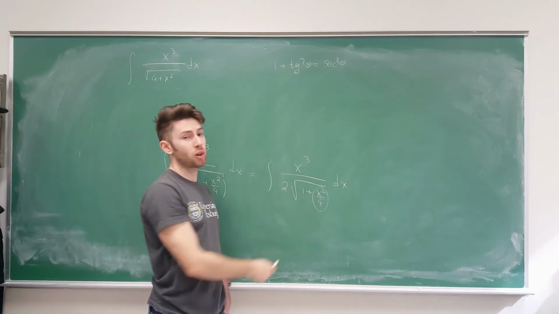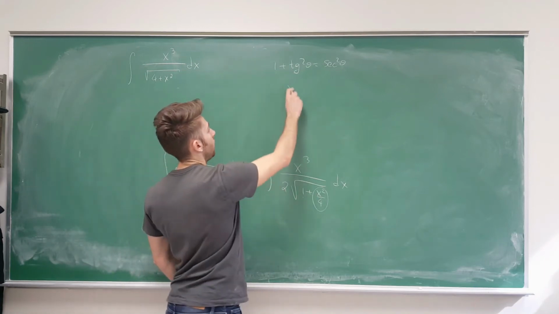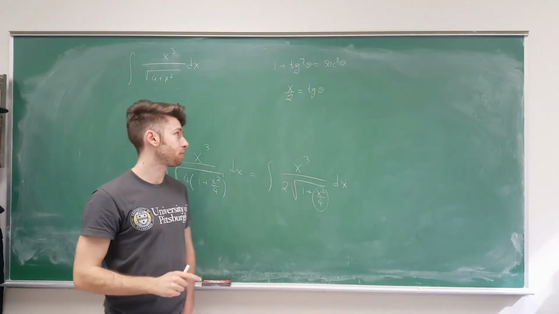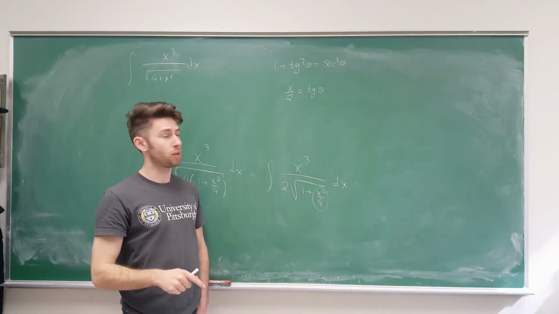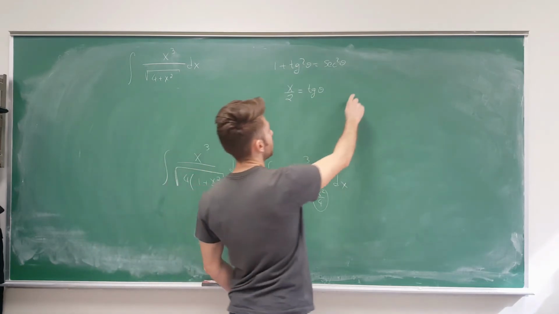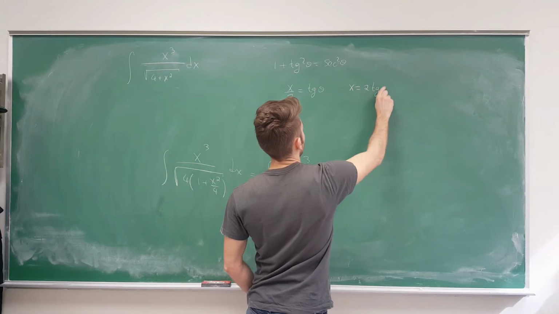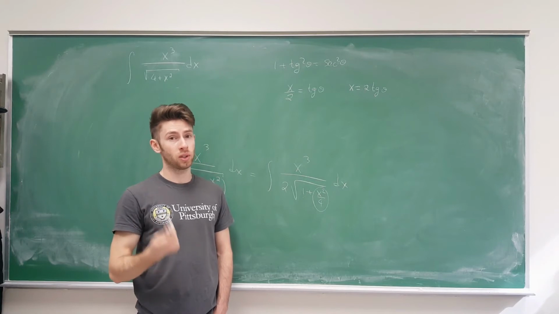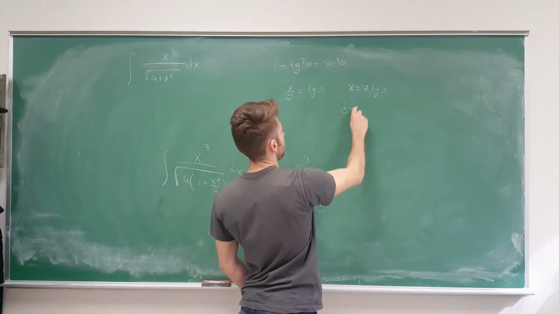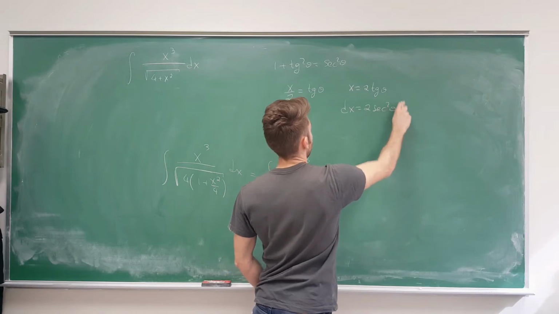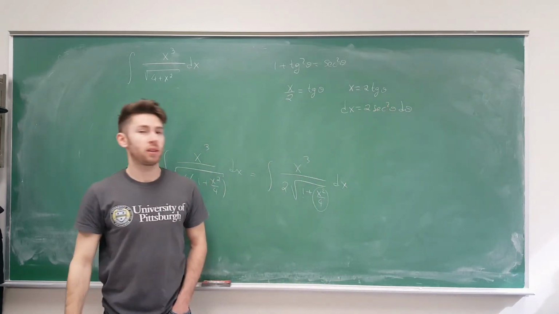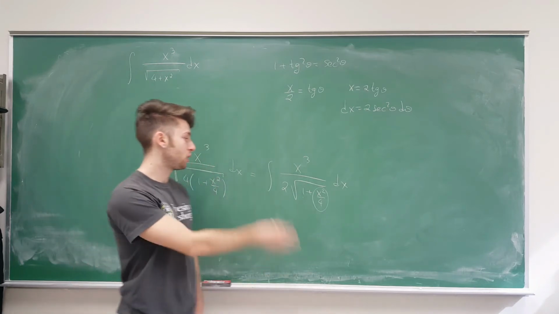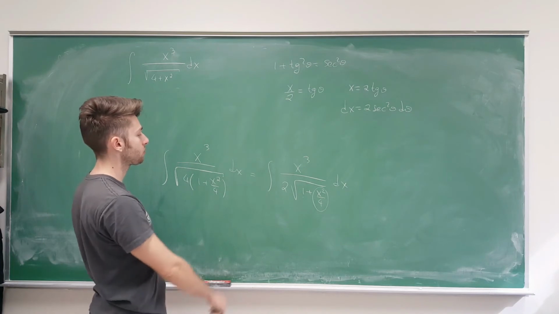If I want this to be the square of tangent, then it means that x over 2 has to be equal to tangent theta. So that is going to be my substitution. That is the same as x equals 2 tangent theta. And then, not to forget the differential before doing the substitution. So that's going to be 2 secant squared theta d theta. Now we have all the ingredients. So let's change this integral.